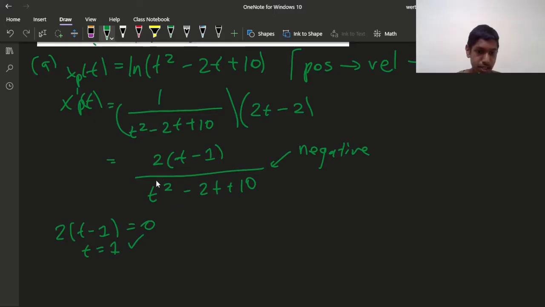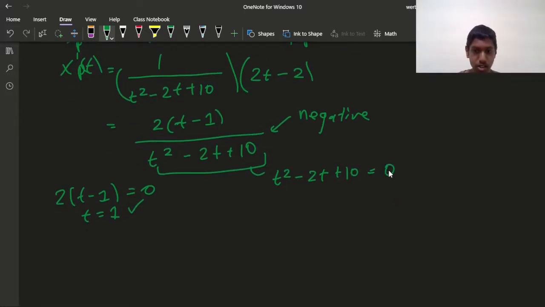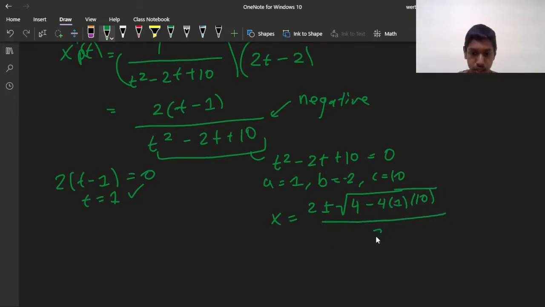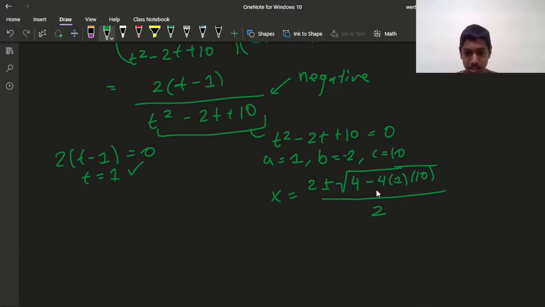Pretty easy. Now what about the denominator? Maybe the denominator is 0 somewhere, and then technically we would need to consider that a critical point as well. Well, this can't be factored easily, so let's just solve this using the quadratic formula. So here are our a, b, and c values. So x is minus b plus or minus the square root of b squared minus 4ac, all over 2 times 1, or 2.